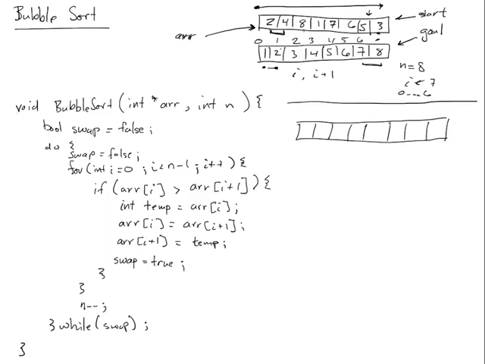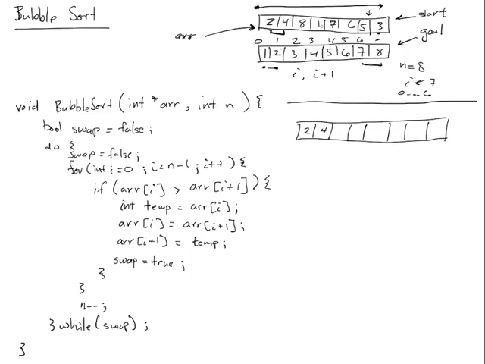All right, so 2 and 4, check. Those are in the right order. So I know that 2 is in the right order. So now 4 and 8 are going to be our check because I is going to be equal to 1. 4 and 8, all right. 4 and 8 are in the right order. So now we're going to look at 8.